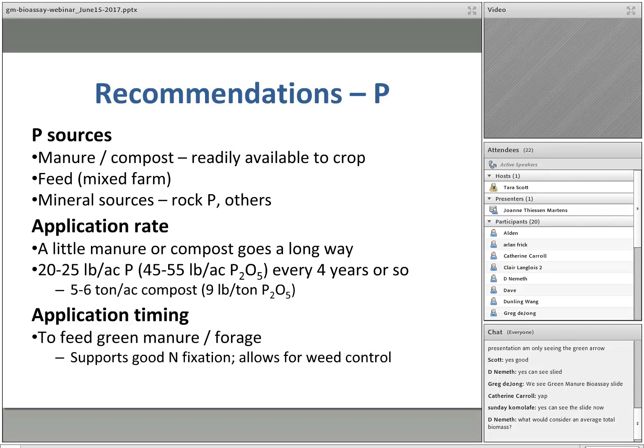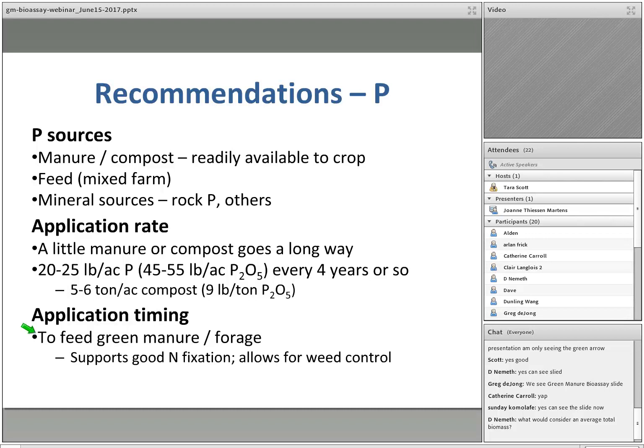Bringing in feed is an option for mixed farms. I know for organic farms it has to be organic feed, and so that can be a cost, but it can be an option. And then there are also mineral sources such as rock phosphate and some bone meal type products, and some other formulations that are out there. But again, those tend to be expensive. Application rate: a little can go a long way, but if soils are really very low in phosphorus, it may take a more substantial amount to kickstart that system and get everything operating again.